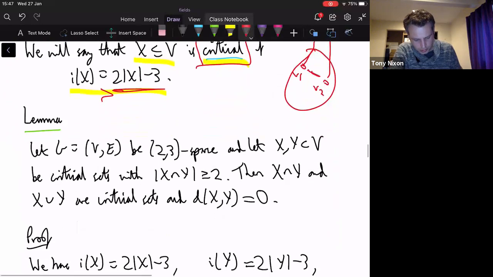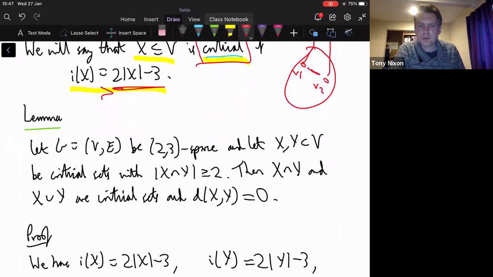Okay, so it's also true that what we're going to have to worry about is intersections and unions of these sets, and in particular intersections and unions of these critical sets. So probably I have time to prove this in the last 3 minutes. Suppose I have a 2-free sparse graph G, and I take two critical sets X and Y.